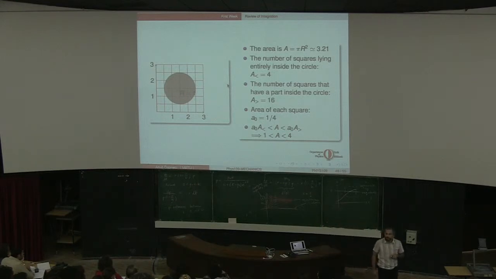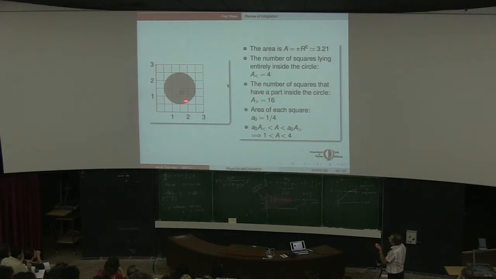I can divide it into smaller squares. Now if you look here, each square has 1/4 the previous area. Only these 4 squares are completely inside my circle. This has this part outside, this has these parts outside, this has a very small part inside. So only these 4 are inside my disk. And there are 16: all these 4, 8, 12, 16 squares have at least a small part inside my disk.